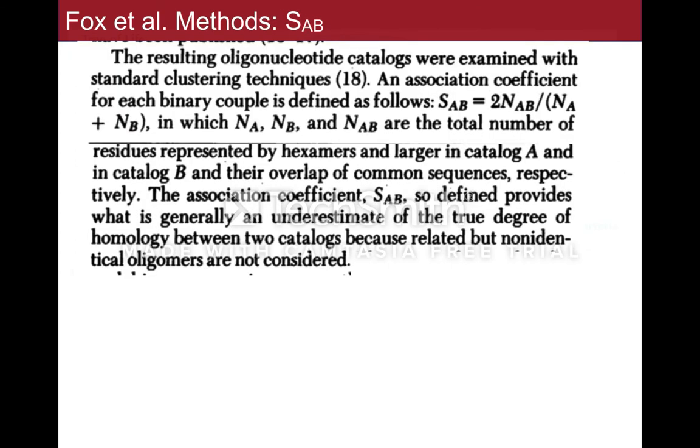Okay, so now we get to the SAB value. Now they say, we took these oligonucleotide catalogs and examined them with standard clustering techniques. We'll get to that when we talk about phylogeny later. So people know what clustering is? Clustering methods are mathematical methods where you take objects, any type of object you want, and group them by some metric of their similarity to each other.